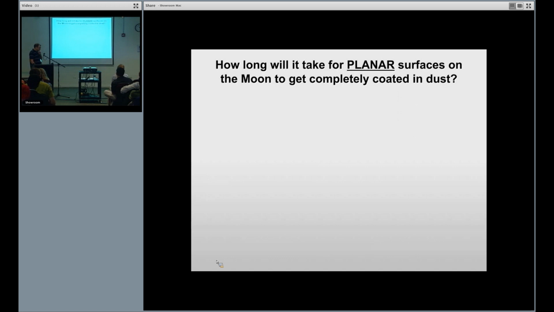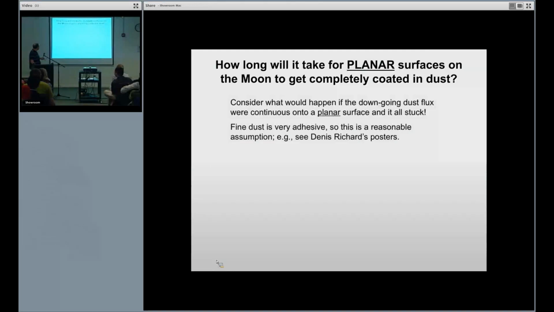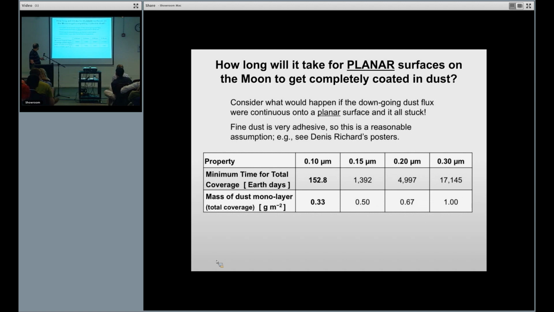Okay, so another question would be, if you have a planar surface on the moon, how long does it take for it to get completely coated in dust, based on this mechanism? We're just considering the downgoing flux, and we're assuming that all the dust that hits the planar surface gets stuck. So it's a very, very simple calculation. And this isn't too bad an assumption because fine dust is very adhesive, so it's very reasonable to assume it'll probably get stuck.